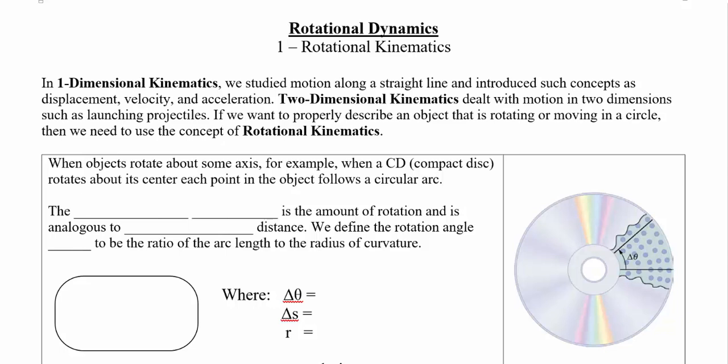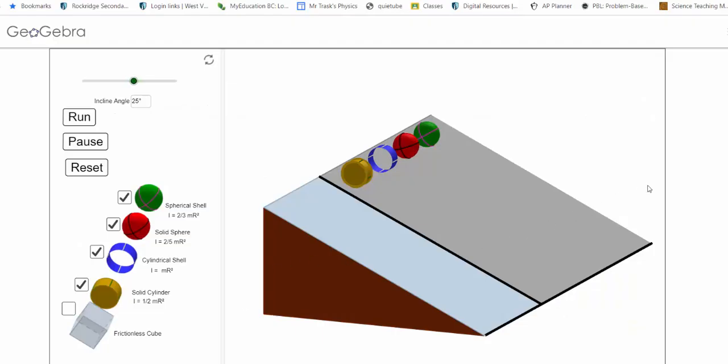And then we took that idea and we moved it into two dimensions, where we looked at projectiles and looked at how perpendicular vectors are independent from one another and act independently. If we want to properly describe how things move in circles, or if an object is rotating, how it behaves, then we have to look at this idea of rotational dynamics. So just before we get started here, I want to ask you a quick question.